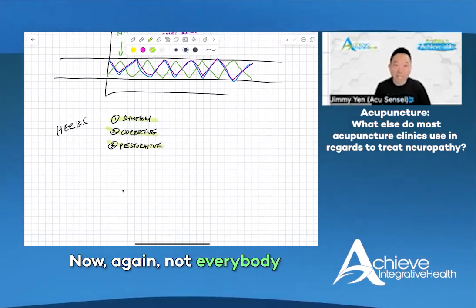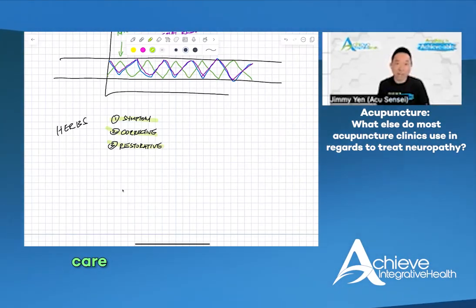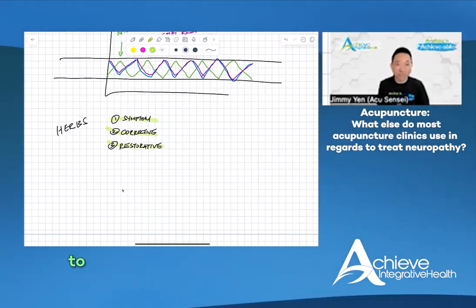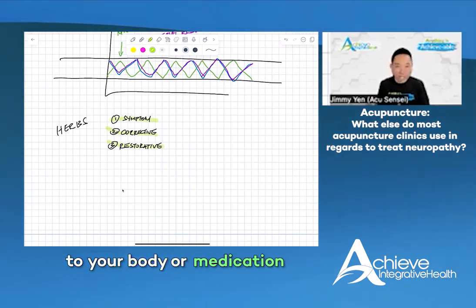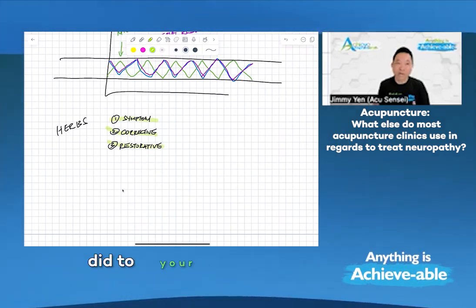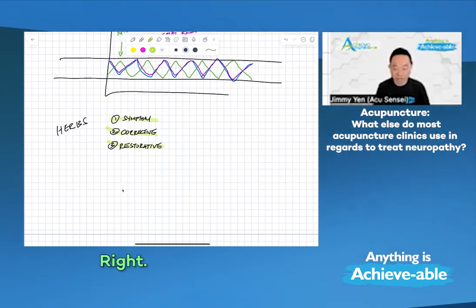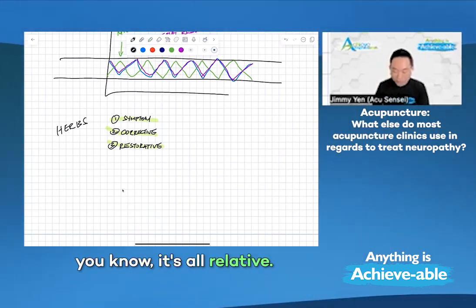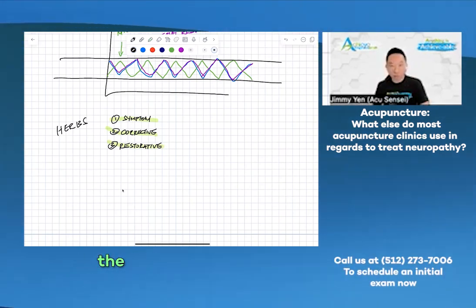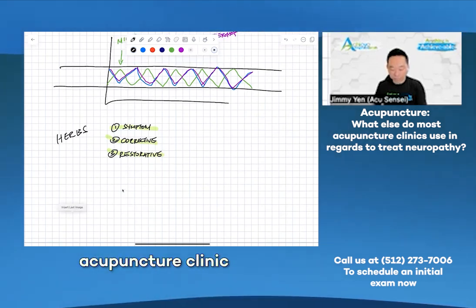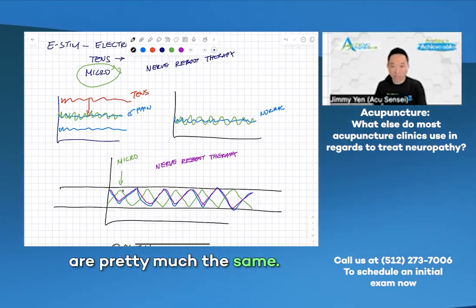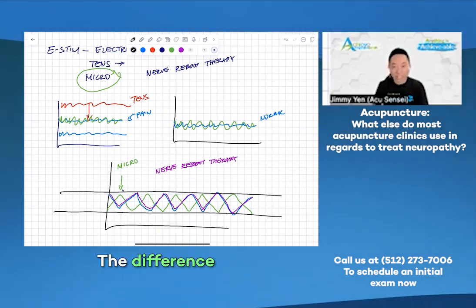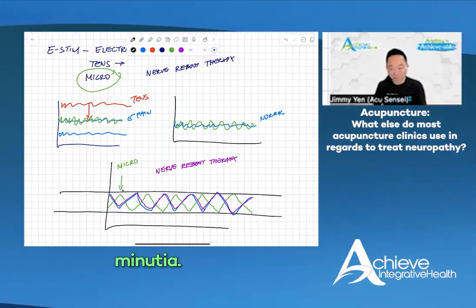Now, again, not everybody can have restorative care done 100% because of the damage that you did to your body, or medication did to your body, or chemo did to your body that cannot be reversed, right? So it's all relative. But the key is, the tools that every acupuncture clinic uses are pretty much the same. Similar, I would say, not the same, similar. The difference is in these details, in the minutia, right?